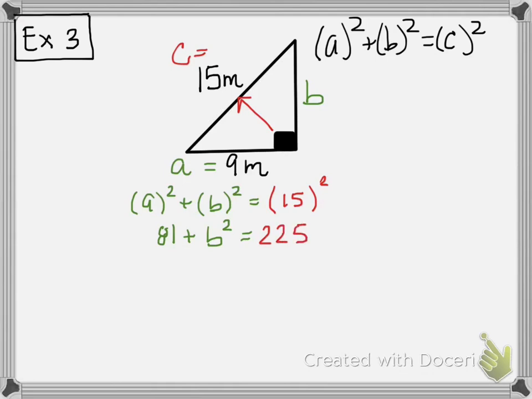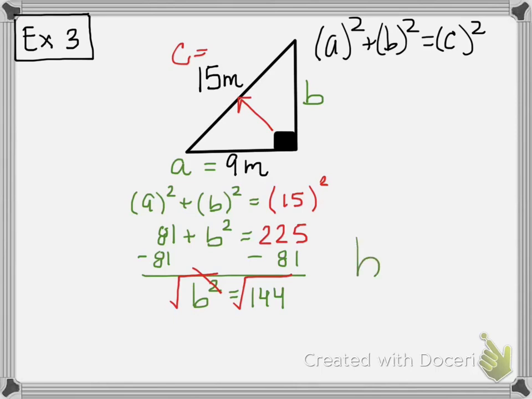Okay. Third step, we want to get that b by itself, so I'm going to subtract 81 on both sides of my equation, and I get b squared equals 144. And then my last step, I want to take the square root of both sides because that undoes my square and my square root. So that gives me the b by itself equals, but be smart here.